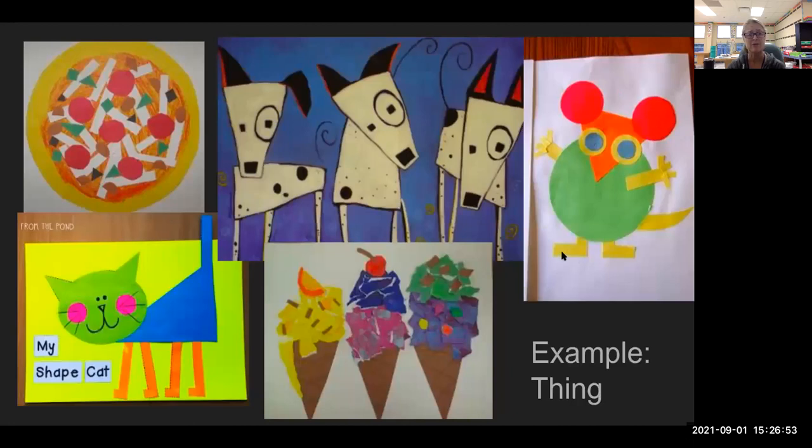And here are some good examples of things. So this one, for example, is a pizza, and you can see that they cut out a big piece of yellow, and then they had circles and rectangles and squares and triangles even to lay down to make their pizza. And then you can see some other shapes that were cut out to make the animals, with the mouse and the cat. And then yummy, look at how they tore the paper to make these ice cream cones.